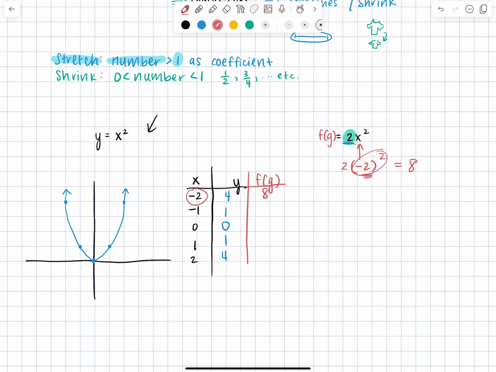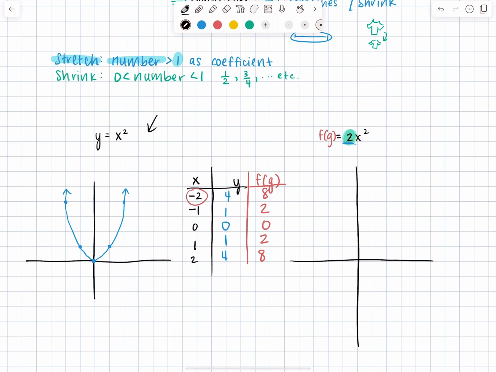And then we get the same thing here. -1 squared is 1 times 2 is 2. And then 0, here we get 2 and 8. Perfect. So when we graph this, you're going to have 0, 0, and then you're going to have -2, 8. So 1, 2, 3, 4, 5, 6, 7, 8.